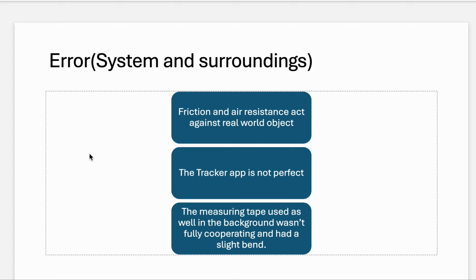Now we've got to talk about error. So basically, the system is first the ball itself, and then the surroundings are the table and me as the lab conductor. Some error that may arise is friction and air resistance, which act against the real-world object. The Tracker app is also not perfect, so it could have some mishaps, especially since it doesn't perfectly track the center of mass of the object. Also, the measuring tape was slightly bent, so the actual distance covered may not be accurate.